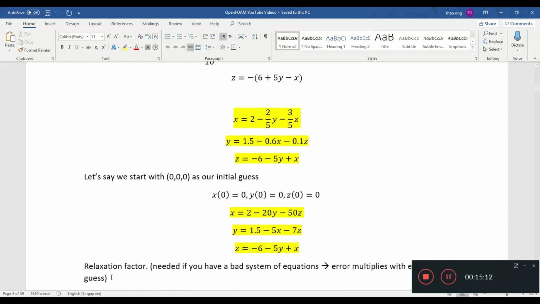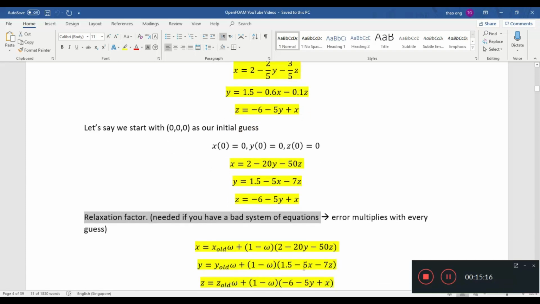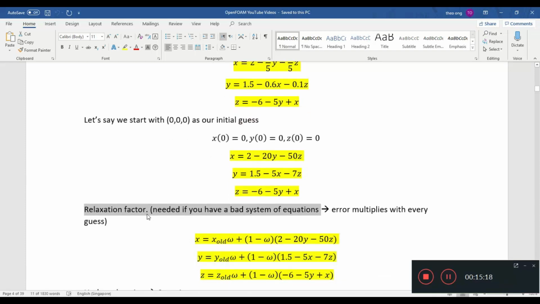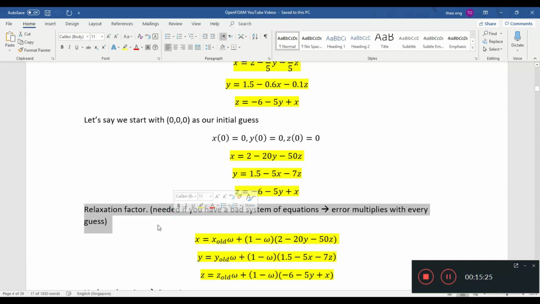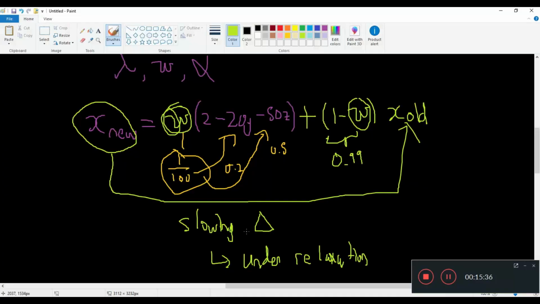But long and short, the relaxation factor is needed if you have a very bad system of equations. I'll go through this in the next video. I think there's some error down there, but just ignore this. Relaxation factor is needed if you have a bad system of equations, where the error multiplies with every guess. What this is called is under relaxation. Over relaxation does the opposite, but again, I can discuss that in the next video.